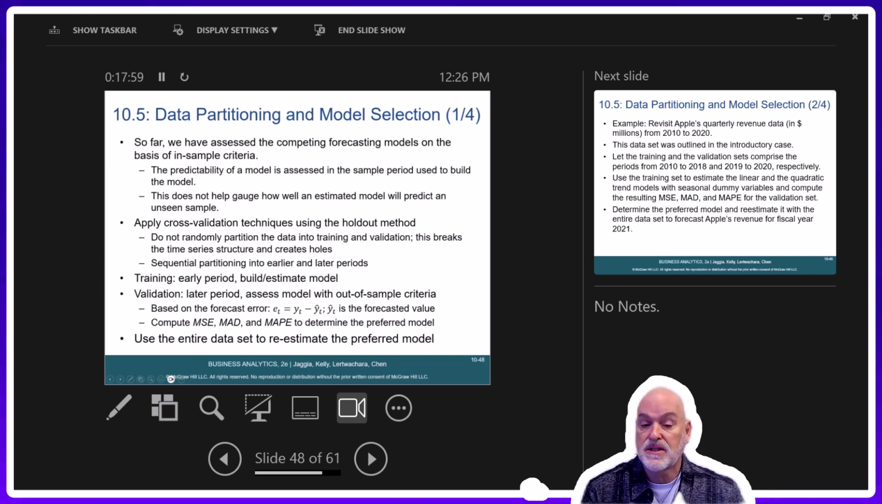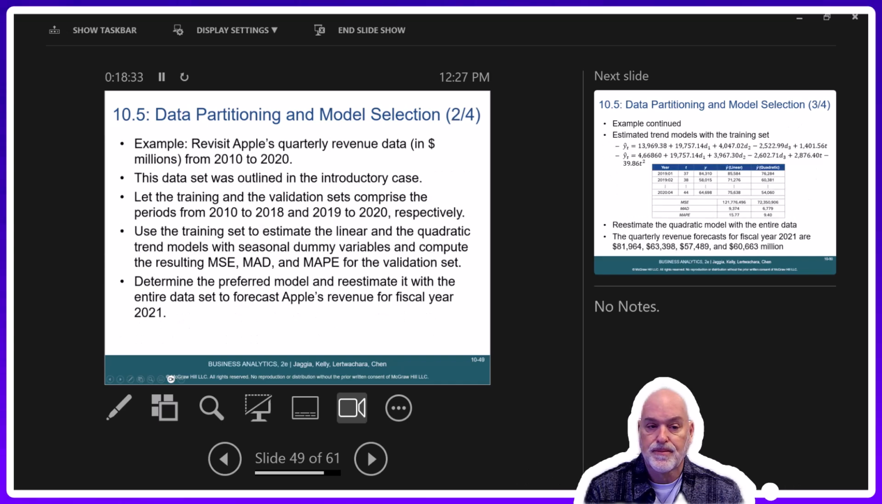Do not randomly partition the data into training and validation. This breaks the time series structure and creates holes. Use sequential partitioning into earlier and later periods. Training, early period: build the estimated model. Validation, later period: assess the model with out-of-sample criteria based on the forecast error formula, where the forecast error is the actual value minus the forecasted value, and then compute MSE, MAD, and MAPE to determine the preferred model. Use the entire data set to re-estimate the preferred model.